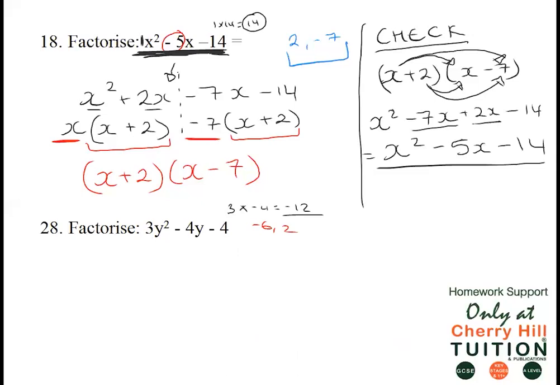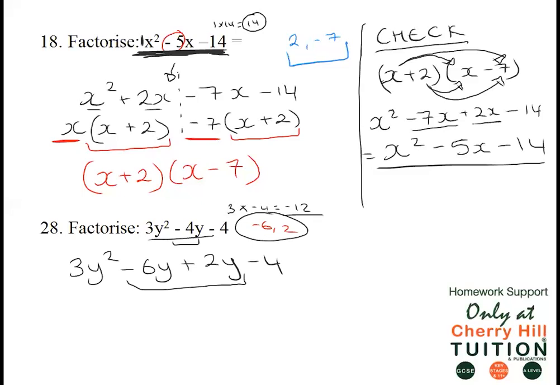Okay, so in the exact same way as we did in the previous question, we now need to rewrite this equation using these numbers. So we rewrite this as 3y squared minus 6y plus 2y minus 4. Again, guys, minus 4y is the exact same value as minus 6y plus 2y. I have not changed anything, I have only changed the way it looks, okay?